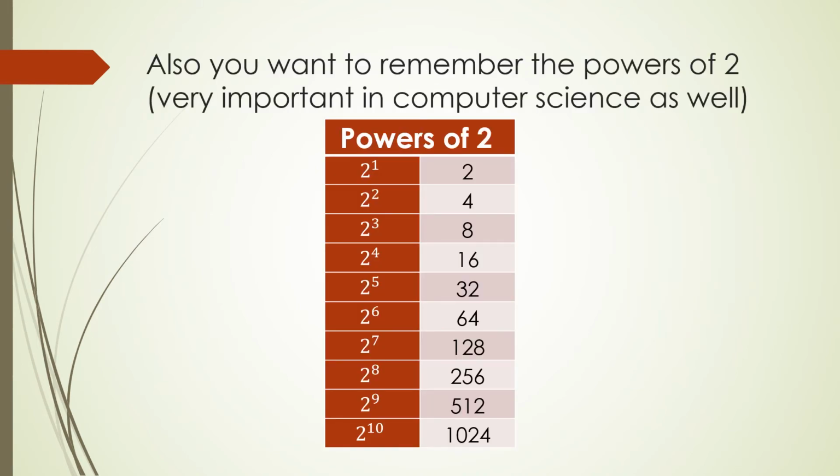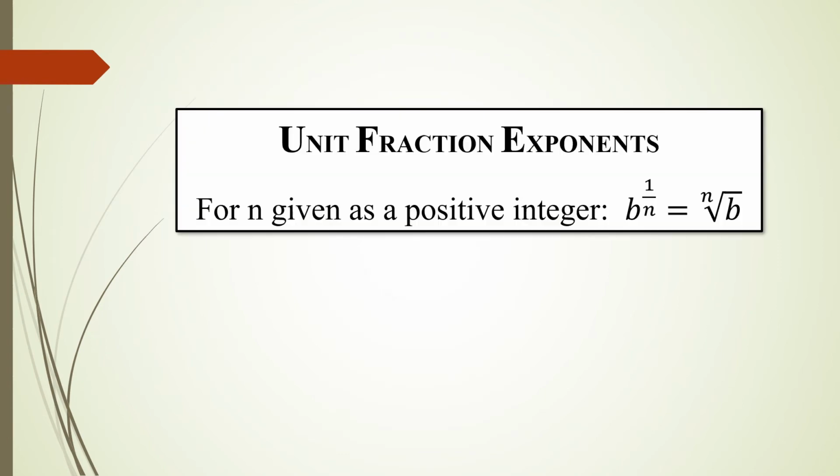All right, so another thing that you also might want to remember is the powers of 2. Very important in computer science as well, because computers deal in binary. Now, here we go. So our rule is the unit fraction exponents. That means for n given as a positive integer, b to the 1 over n is the same as the nth root of b. So anytime you see 1 over n, or 1 over a number, as an exponent, you can just write it as a root and think about it that way. That's how you can do your math.